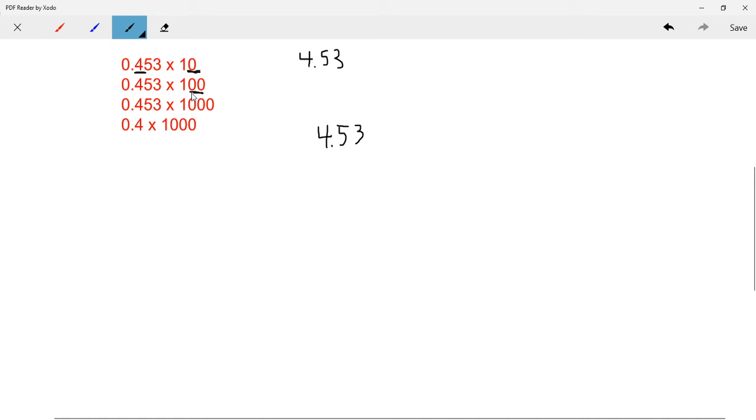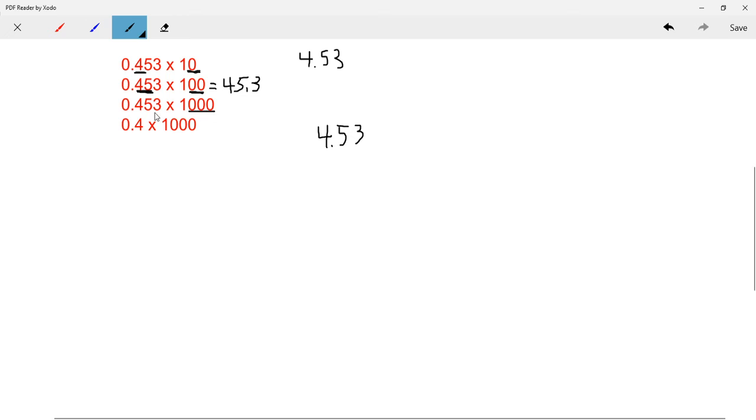Now for 100, we would move 2 zeros over, right? So there's 2 zeros, so we would move 2 digits from the right side of the decimal, once it gets under the ones, right? So this would be the ones column, this is tenths, hundredths, thousandths. So now we have the tenths and the hundredths, and this is going to become 45 and 3 tenths, because we're moving 2 of the digits over.